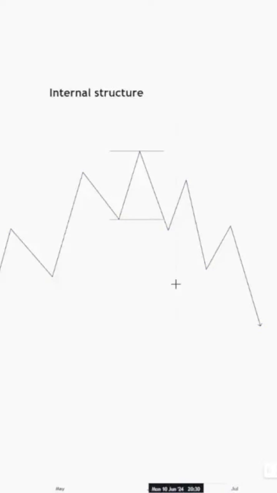Now this for me is internal structure, because I'm always going to be looking for buys in a bullish market, right? You can look for counter trend sells, positions to the downside, but that's more advanced stuff and you don't actually need to do that.